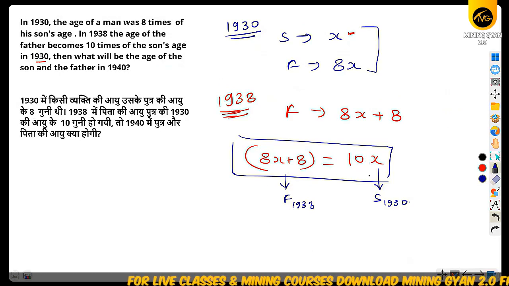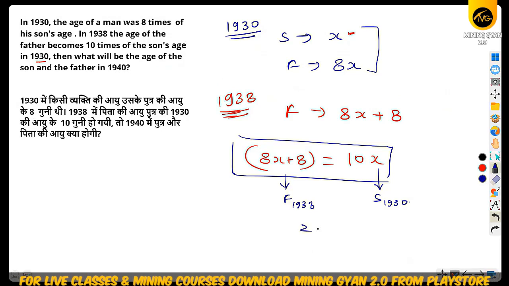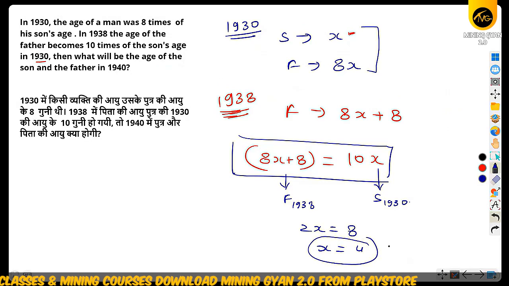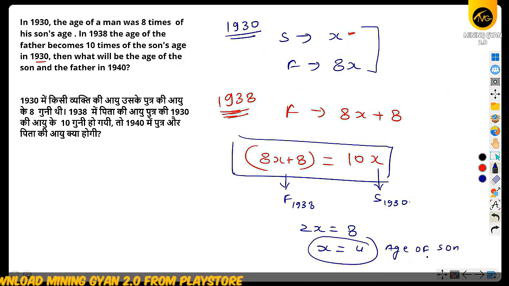Just 8x plus 8, that means 10x minus 8x. So it will be 2x is equal to 8. 2x is equal to 8. So x will be 4. So basically this is the age of son in 1930.